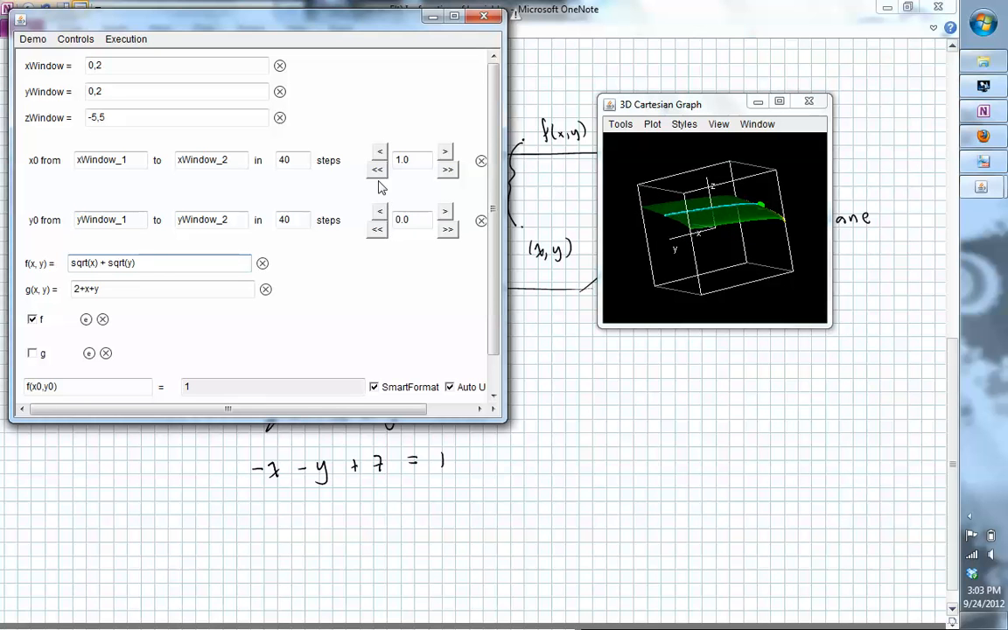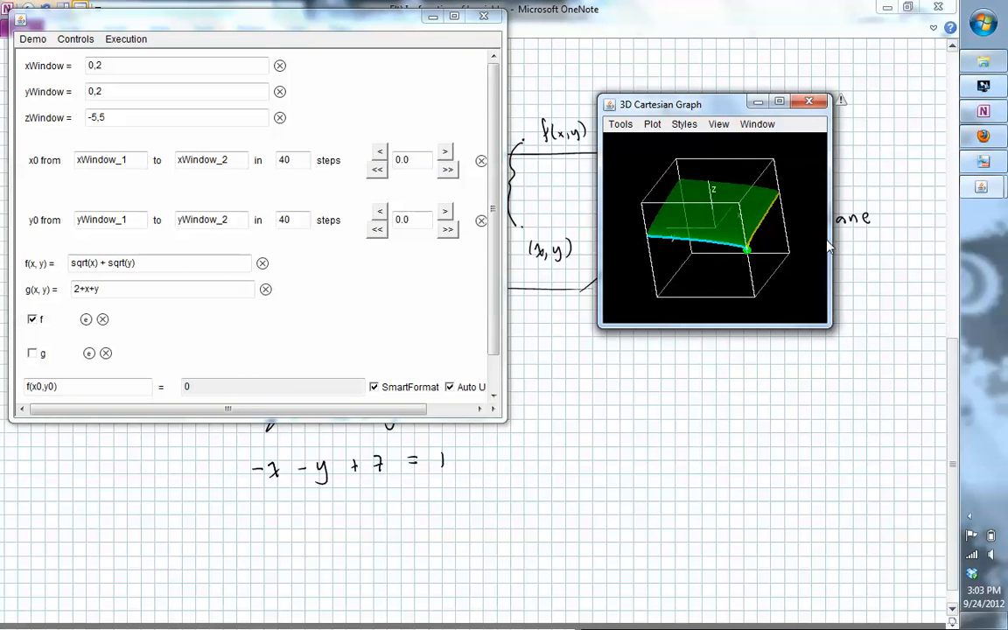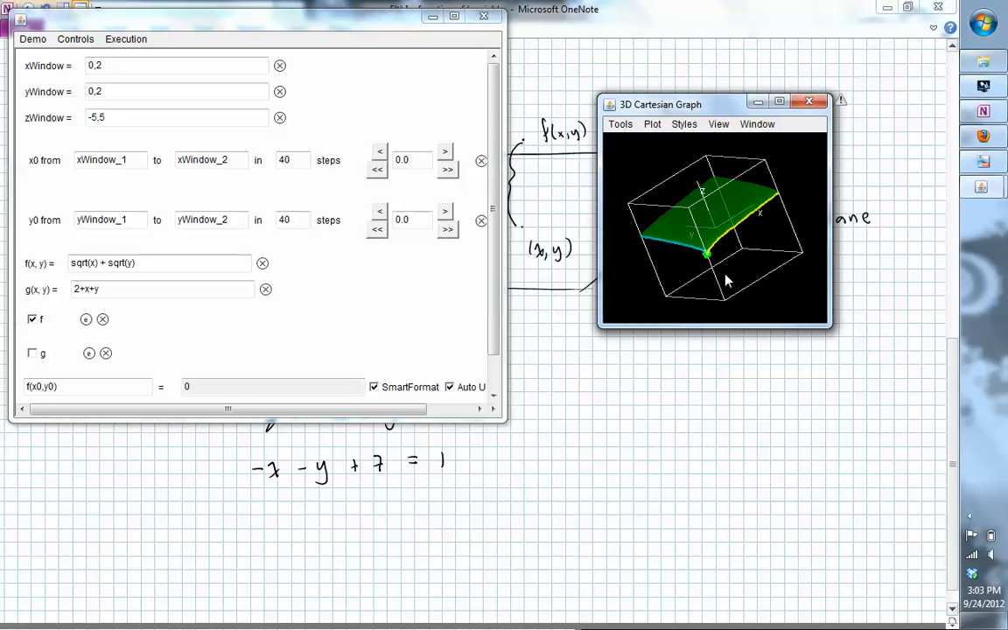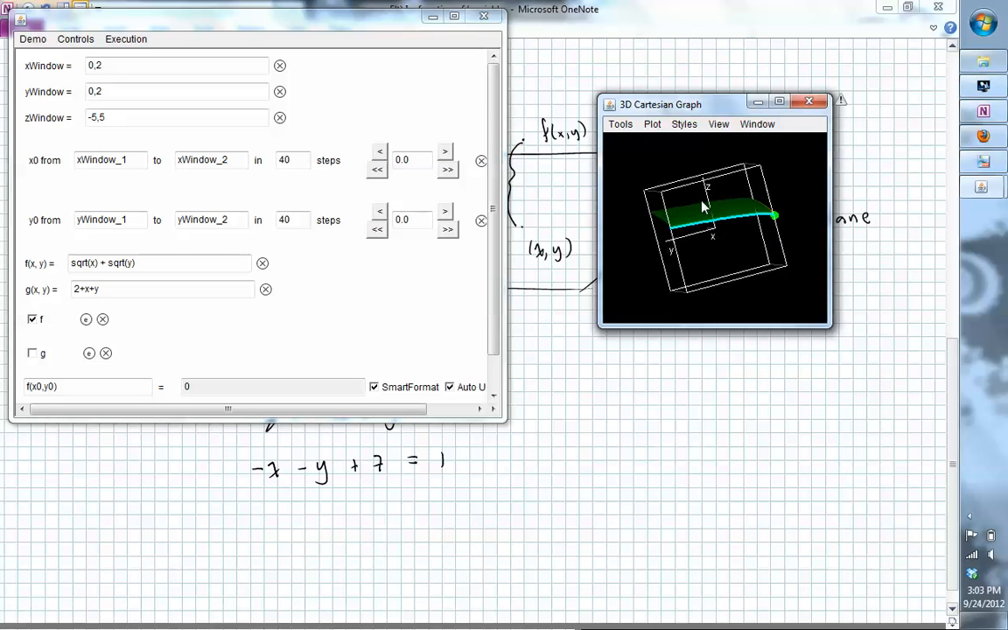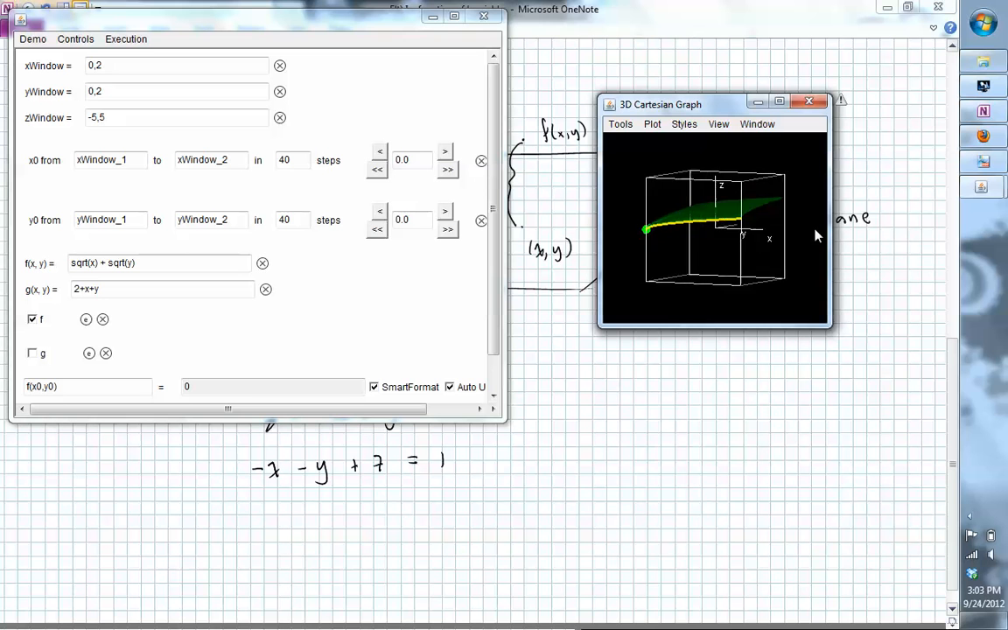Let me move those guys out of the way. All right. It doesn't look like much, but that's pretty much it. The square root of x, square root of y, plus the square root of y. Wish I could figure out how to get... not quite adept at moving this thing around. There we go.